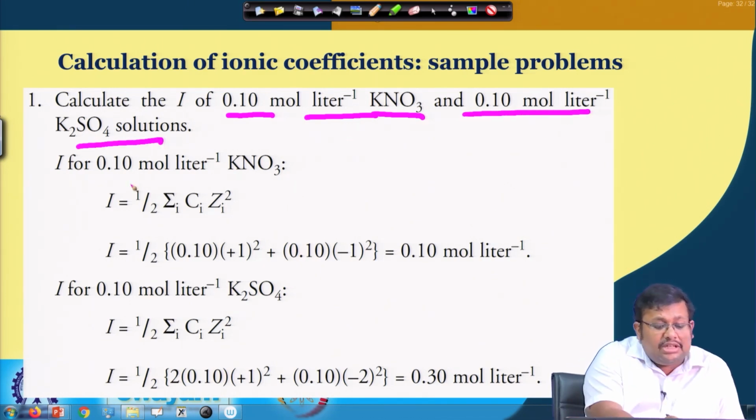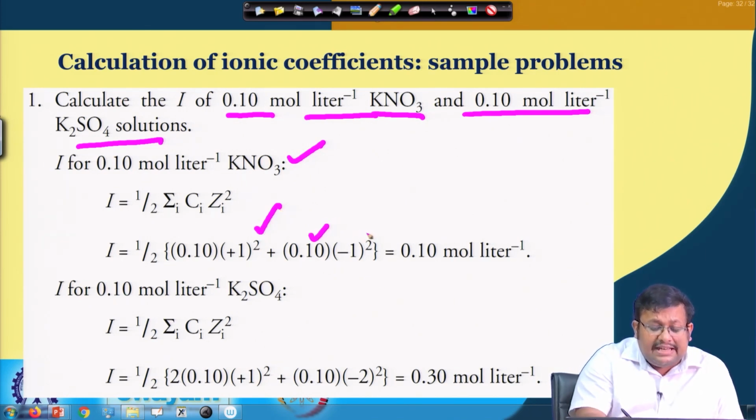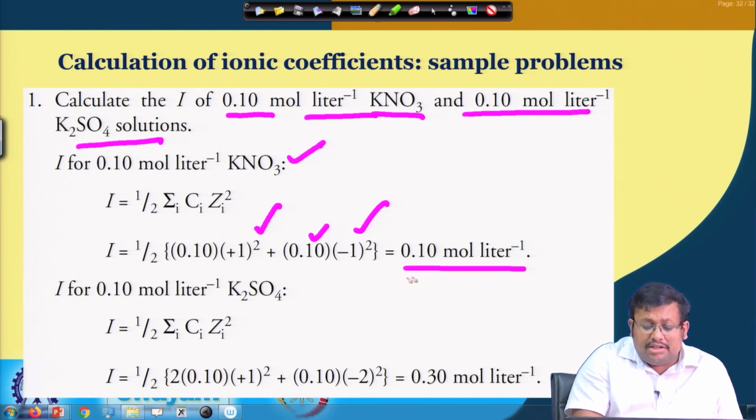So, for 0.10 mole per liter potassium nitrate, we can use this formula where Ci, we already know that the concentration is 0.10 mole per liter, and in case of potassium it is plus 1, and in case of nitrate it is minus 1. So, we get the value of 0.10 mole per liter.